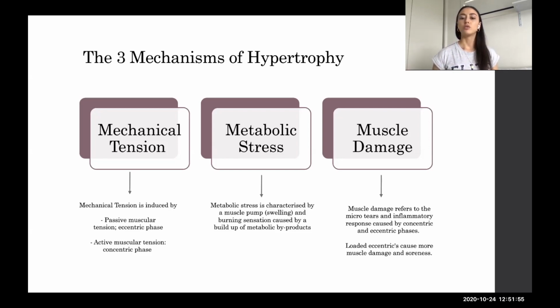And then we've got muscle damage. So muscle damage just refers to basically your muscles breaking down, so the micro tears and that inflammatory response that you get after you lift. Another thing to note is that loaded eccentrics get a lot more muscle damage and soreness than concentric loaded exercises.